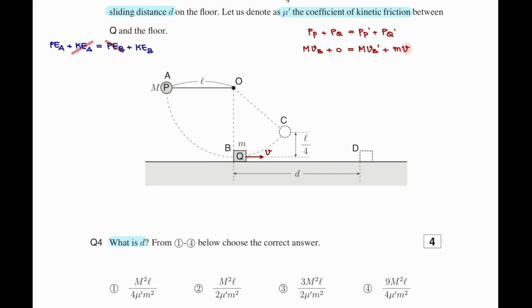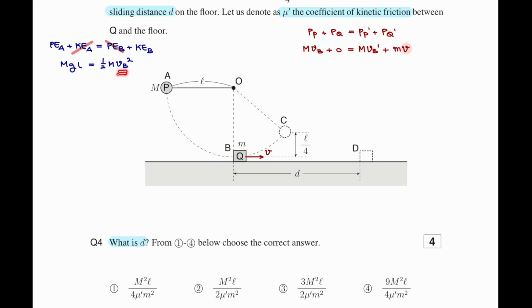Okay, potential energy at point A is mass times g times height. The height of the object at point A is equal to the length of the string, which is L. So mgL is equal to half m Vb squared.